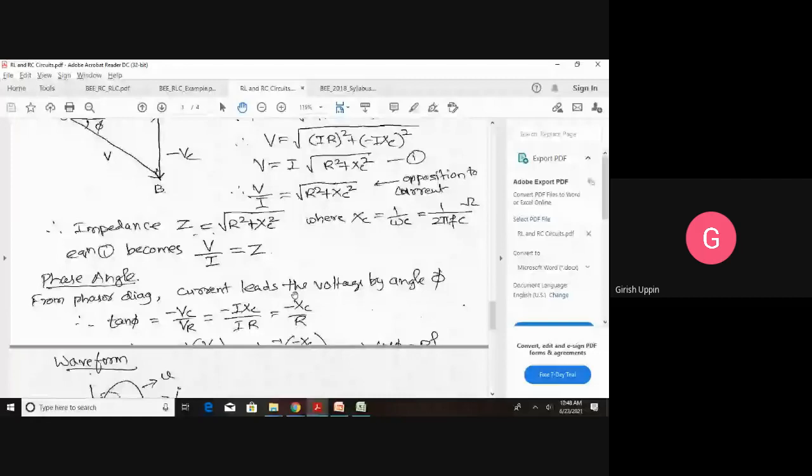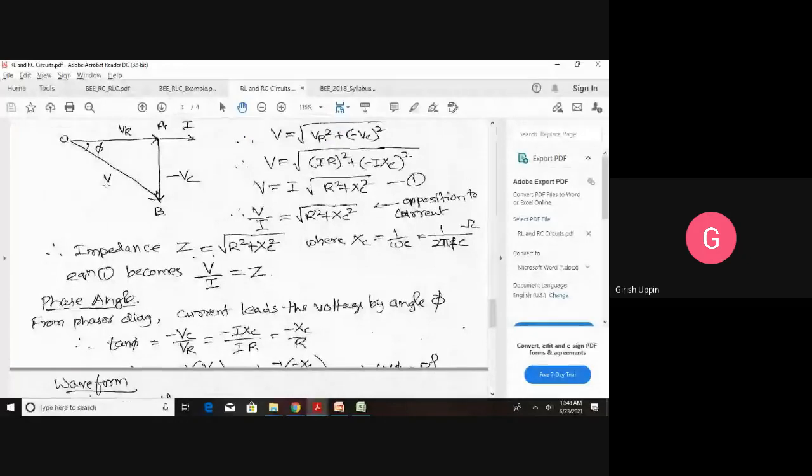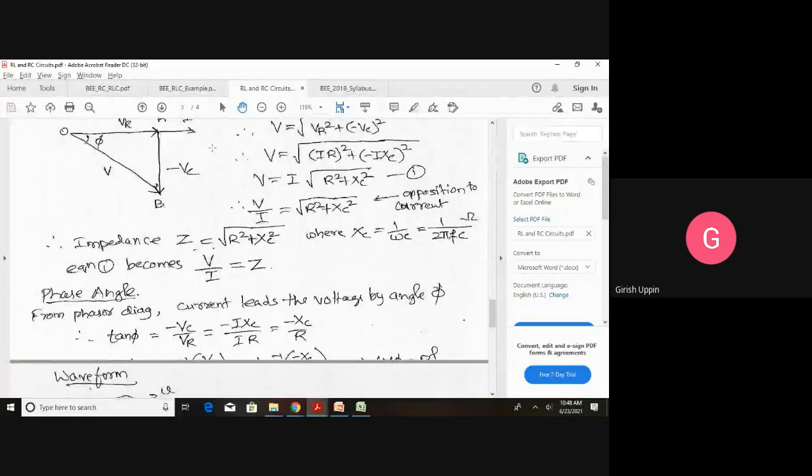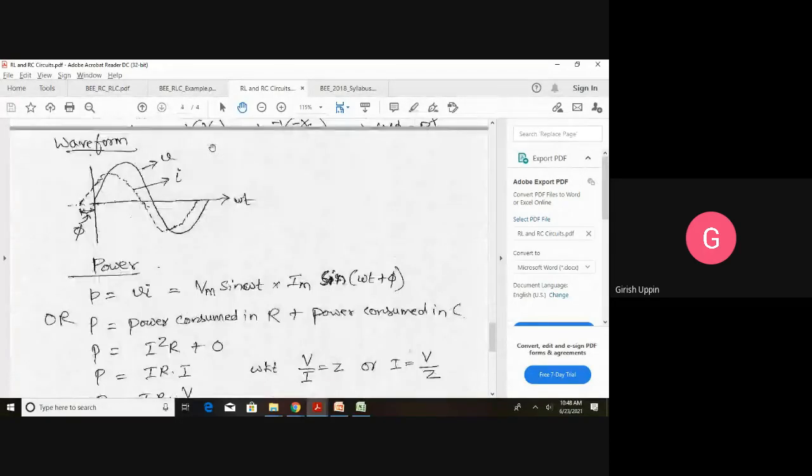Once we know this angle, then what is the equation for the applied voltage? The applied voltage equation is v is equal to Vm sin omega t, and the resulting current i is equal to Im sin omega t plus phi. So you have to remember that. So this is the current equation.